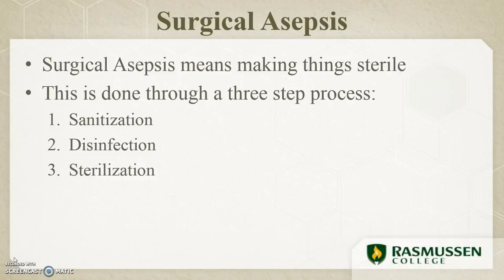The last thing I want to discuss for the video this week is surgical asepsis. As I stated a little bit earlier in the video, I think around slide 1 or 2, we talked about how surgical asepsis meant making items sterile, and this is really done through a 3-step process. The 3-step process is sanitization, disinfection, and sterilization.